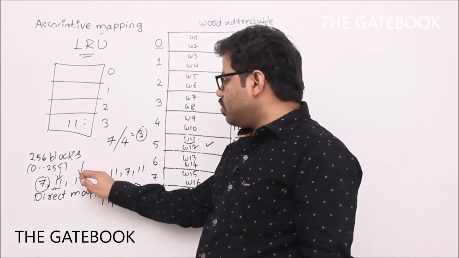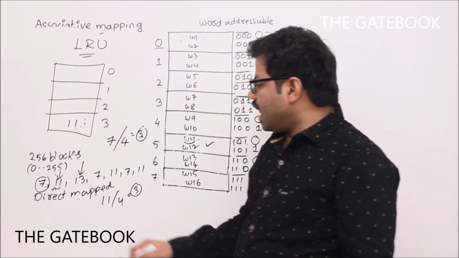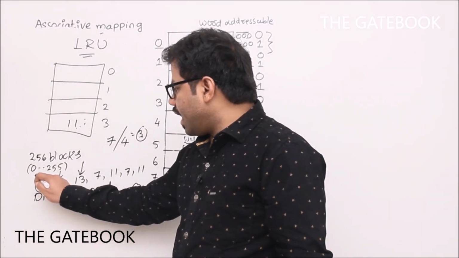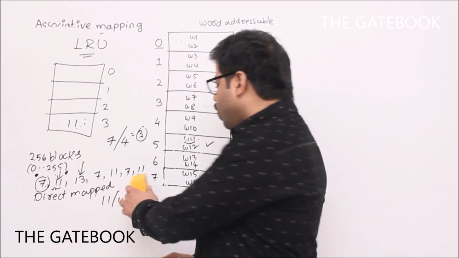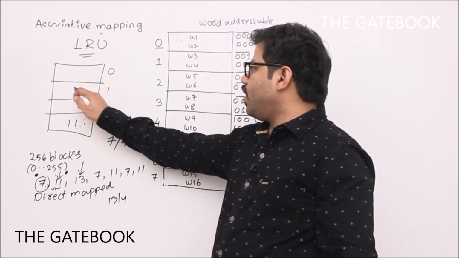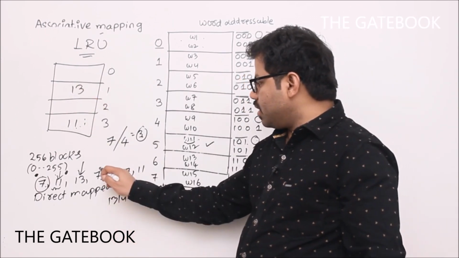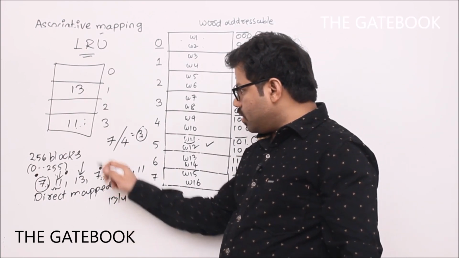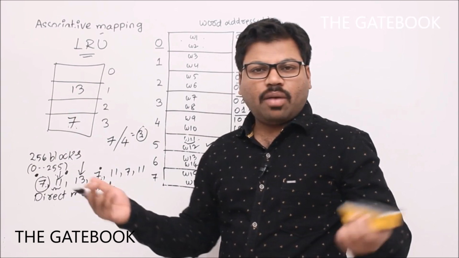Now after that 13 comes. If 13 comes, then what to do? So far how many cache misses? 7, let me mark it, cache miss. 11, cache miss. Now 13, divide 13 by 4, you get remainder 1, right? So this is free, we can keep it here. Then after that 7. Now again cache miss, correct? So whenever 7 comes, cache miss, then 7 goes here, then we have to remove 11. We don't have an option, right?